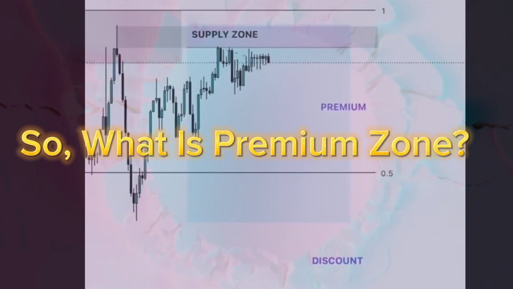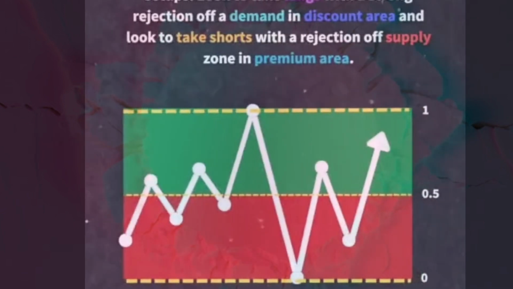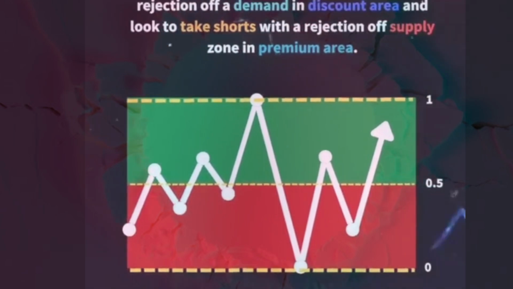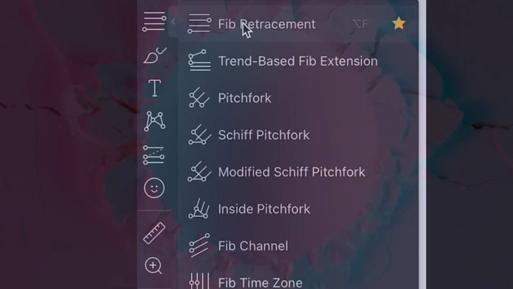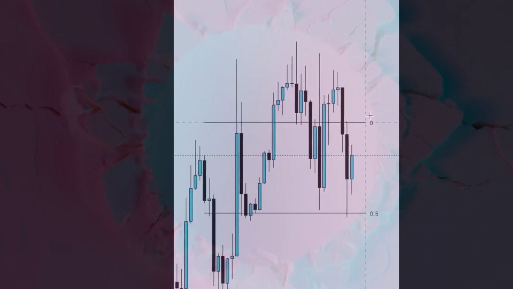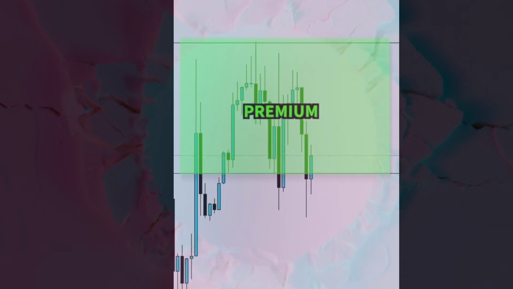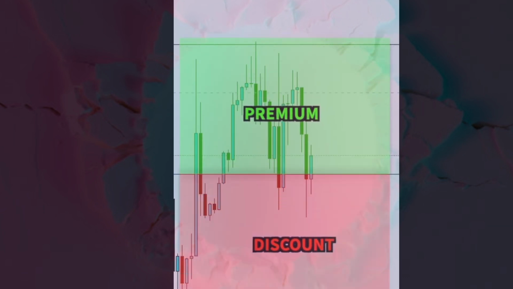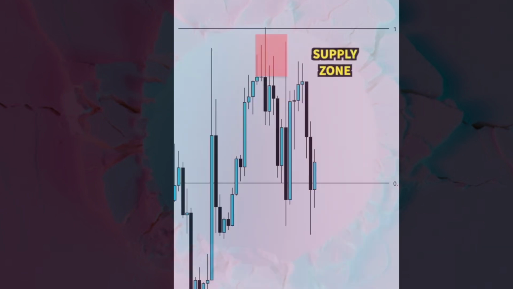What is premium zone? As we discussed earlier, traders use premium zone to sell. So premium zone is utilized in bearish trend mostly. To identify the premium zone in a bearish trend, you have to draw the Fibonacci retracement tool from swing high to swing low. Now the area above the 50% fib retracement level is the premium zone, where you will look for sell trade execution after confirmation like market structure shift.